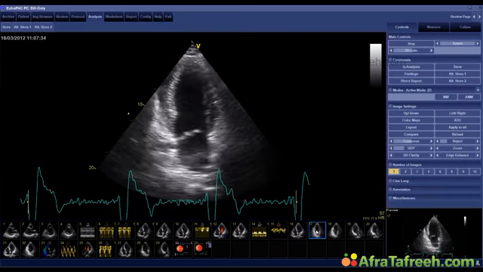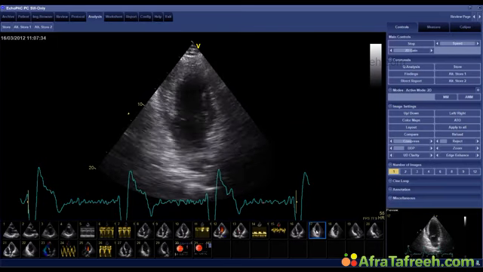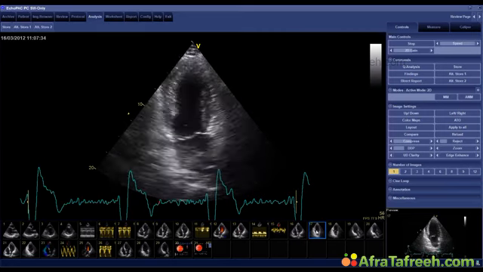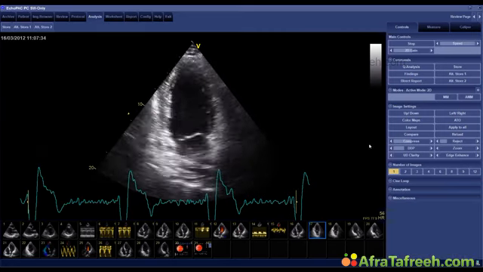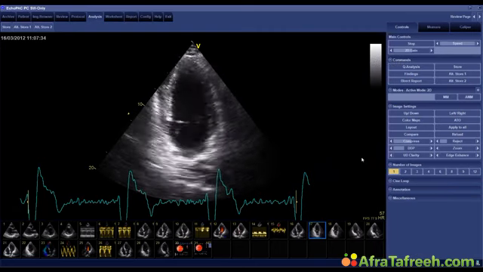Okay, so the question now is, what do we do with this patient? Does anybody have a clue? Does anybody have an idea? Are there any suggestions?